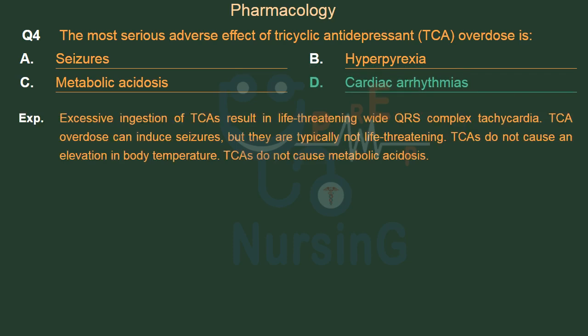Cardiac arrhythmias. Excessive ingestion of TCAs results in life-threatening wide QRS complex tachycardia. TCA overdose can induce seizures, but they are typically not life-threatening. TCAs do not cause an elevation in body temperature. TCAs do not cause metabolic acidosis.